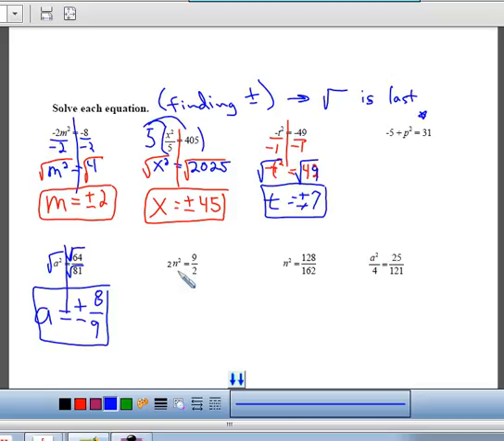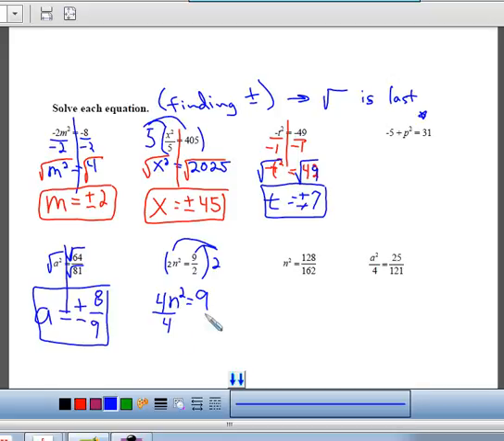Okay, so this one. Watch what happens here. I'm going to do this the hard way. Some of you might have an idea of how to do this. We could divide both sides by 2, but some people might not know what to do with that. So I'm actually going to take care of the fraction first and multiply the whole thing by 2. And what I get is 4n squared equals, well, the 2's cancel out, so then it equals 9.